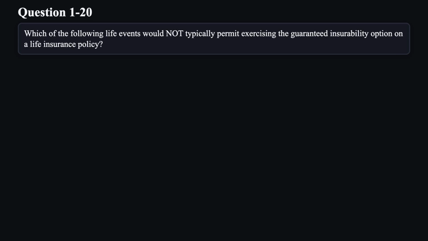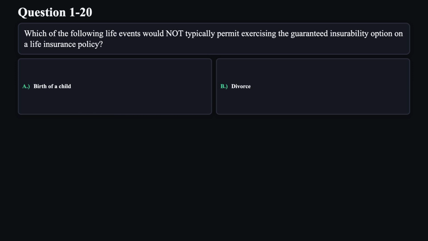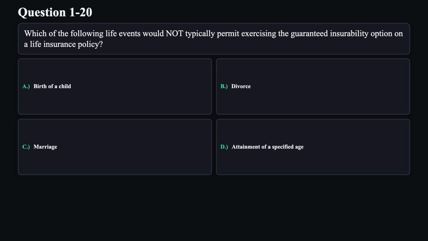Question 20. Which of the following life events would not typically permit exercising the guaranteed insurability option on a life insurance policy? A. Birth of a child. B. Divorce. C. Marriage. D. Attainment of a specified age.